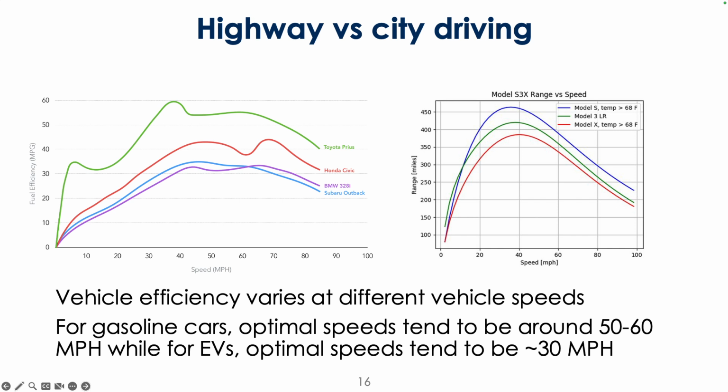So for gas cars, engines tend to operate most efficiently at around 45 to 60 miles per hour. Whereas for electric vehicles, most of them tend to operate at peak efficiency from around 25 to 30 miles per hour. So there's actually a pretty big difference there.